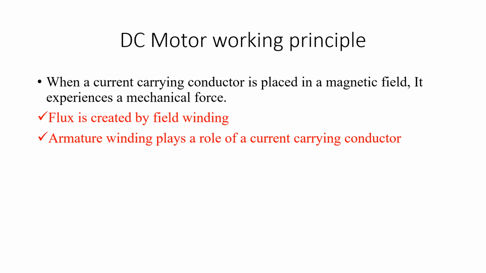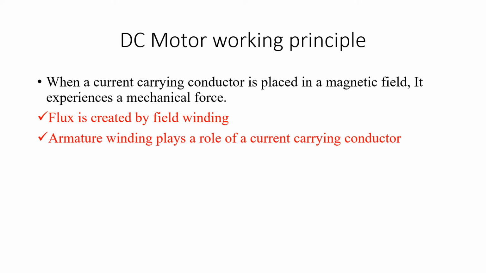On what principle does a DC motor work? When a current carrying conductor is placed in a magnetic field, it experiences a mechanical force. That mechanical force is nothing but a torque. So how does the current carrying conductor produce the torque?